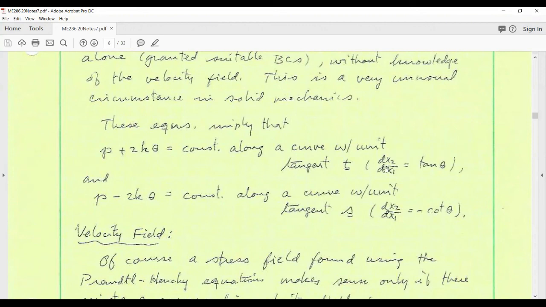this is just a family of curves, right? So on a given member of that family, this will be some constant. On a different member of the same family, it will be some different constant. But the point is, this combination is constant along any one curve of this family.